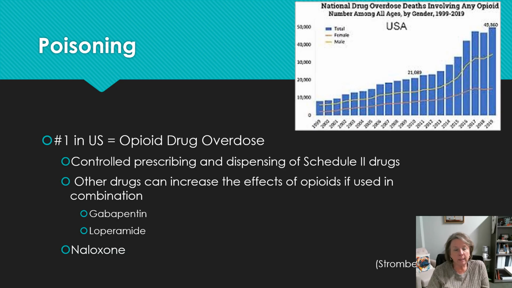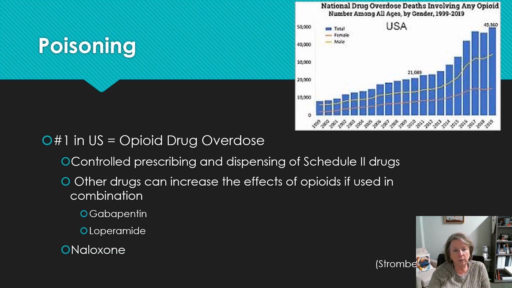So poisoning is a big one. This is our next emergency. I want you to look at the graph to the right. It's from 1999 to 2019. It's not even the newest numbers, which will be still climbing high, and add fentanyl into this mix. It's a hot mess. So these are the overdose deaths from opioids. It's very sad that we've lost this many people.